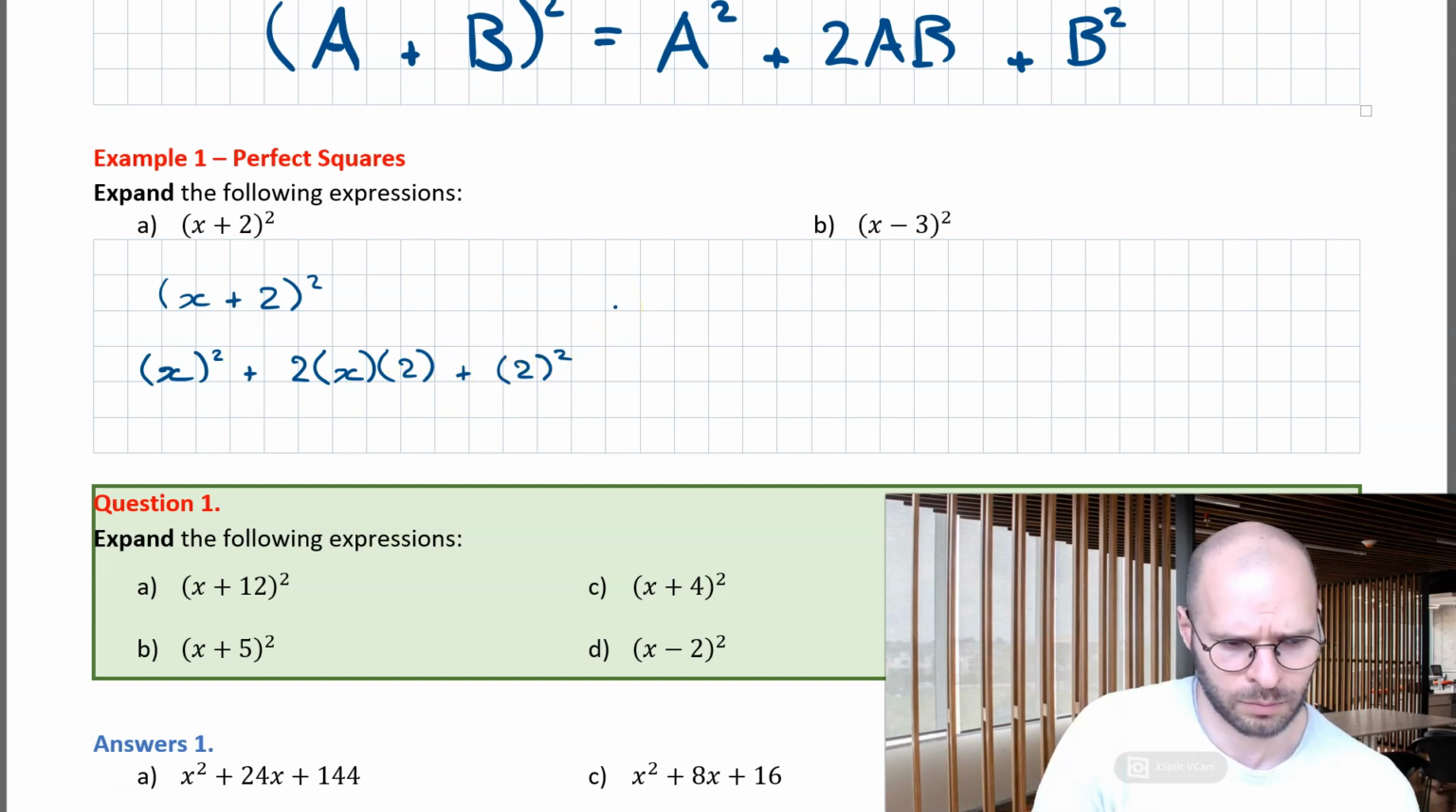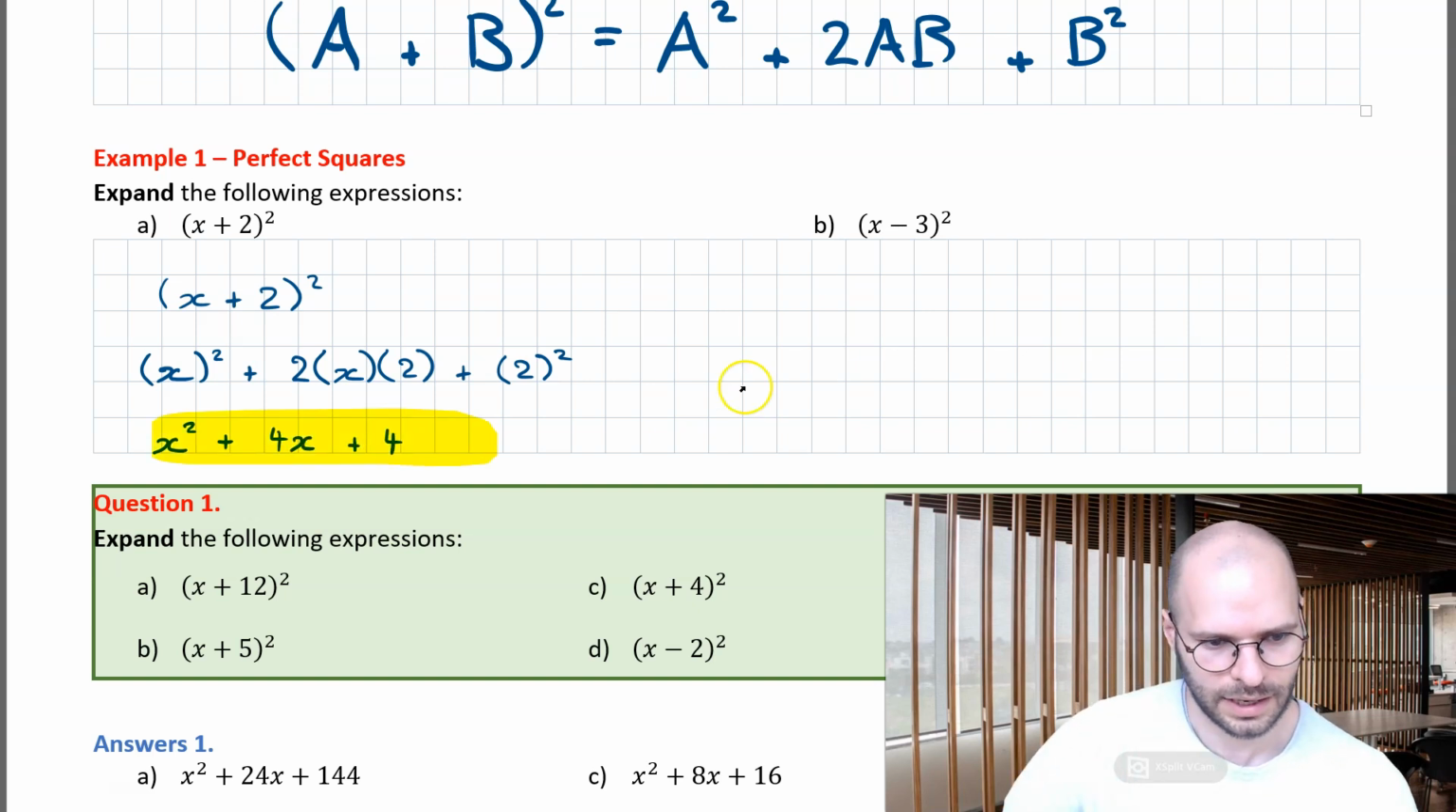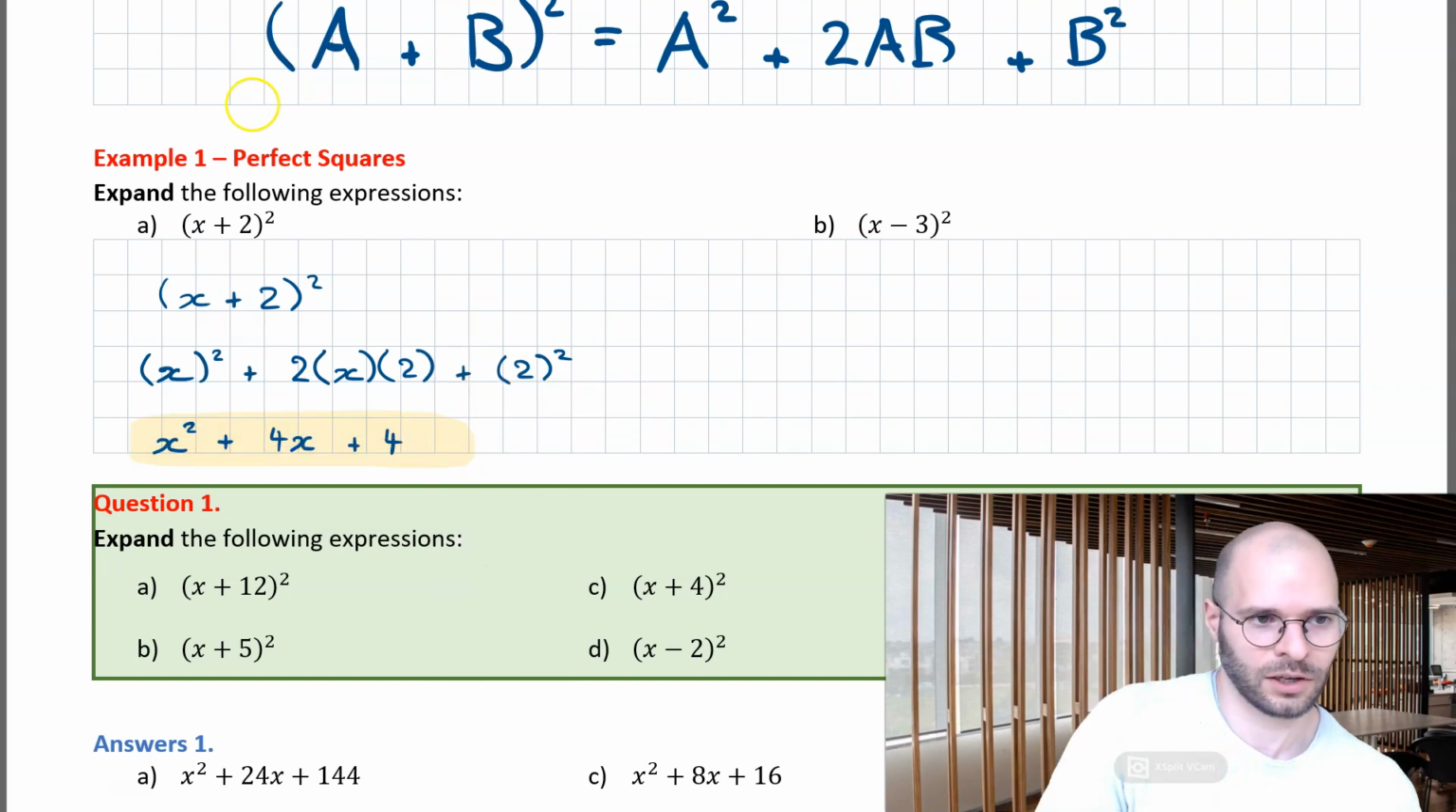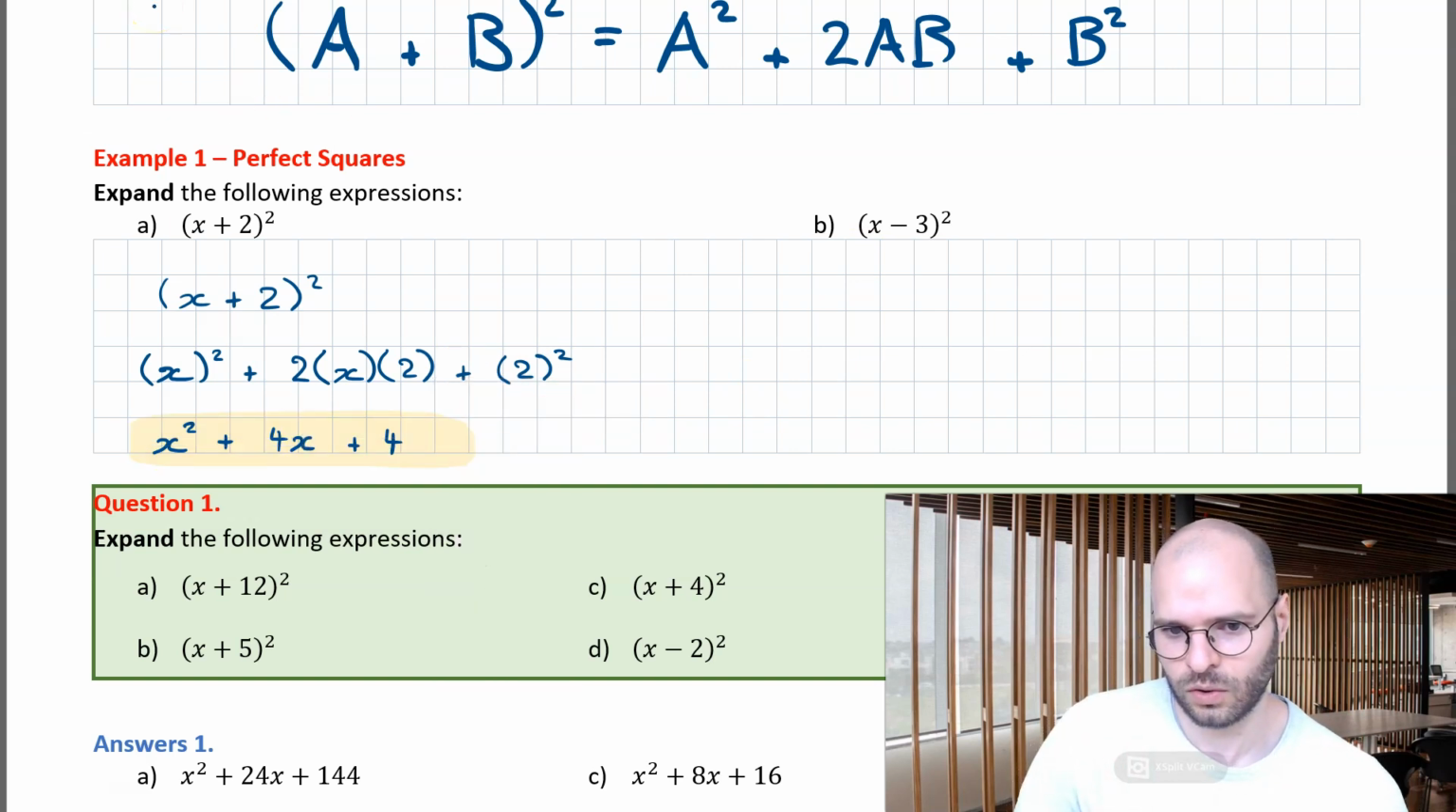Taking or doing the multiplication, we get x squared plus 2 by 2 is 4, x, and then 2 squared is 4. And thus we expand our perfect square situation. Let's have another go. x take 3, all squared.